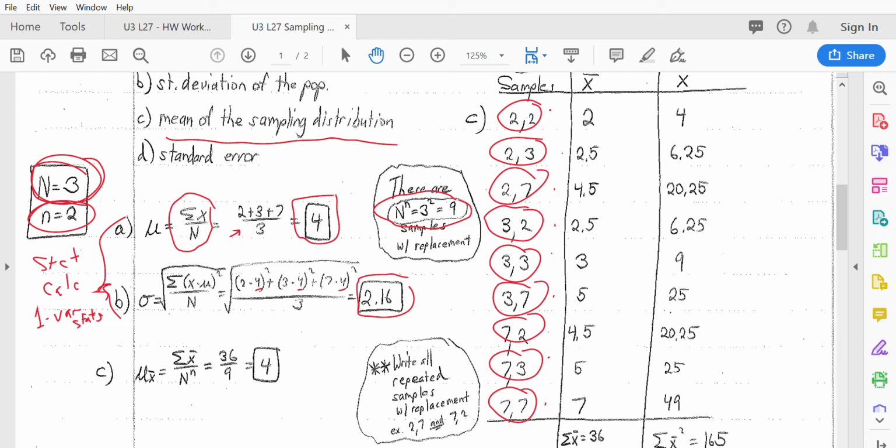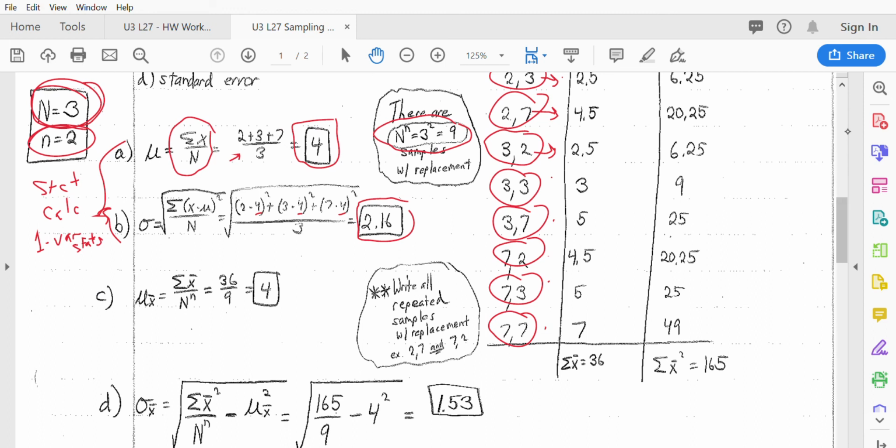So, what will we do with these samples? Well, we're going to take the average of them. The average of 2 and 2 is 2. The average of 2 and 3 is 2.5. The average of 2 and 7 is 4.5. And when I say the average, I mean the mean. The mean of 3 and 2 is 2.5, and so on and so forth. The sum of these sample means is 36.